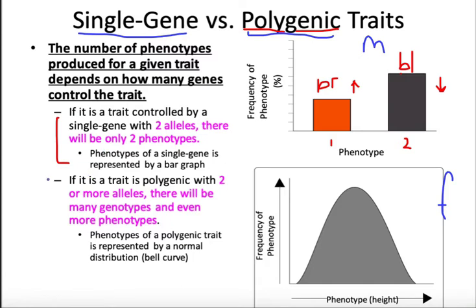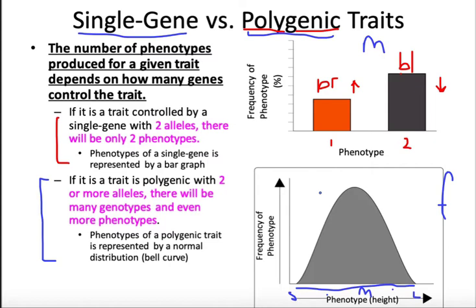The other type of trait is more represented by the finches. And in the finches, there's more than one gene that controls beak size. There's multiple genes that control beak size. And so you get a range of phenotypes. So you can have small beaks and large beaks, but you can also have medium beaks, and you can have medium large beaks and medium small beaks. And so there's a big difference in phenotypes, a lot of variety within those finches.